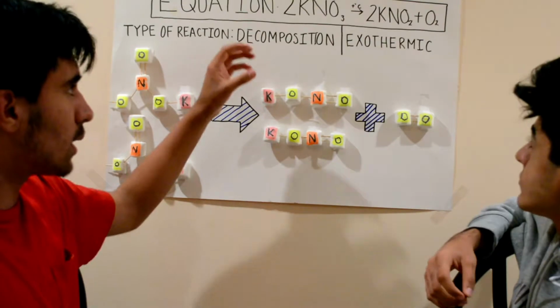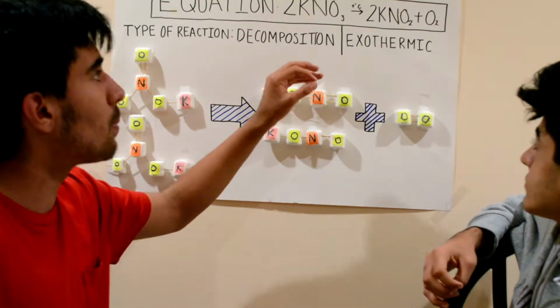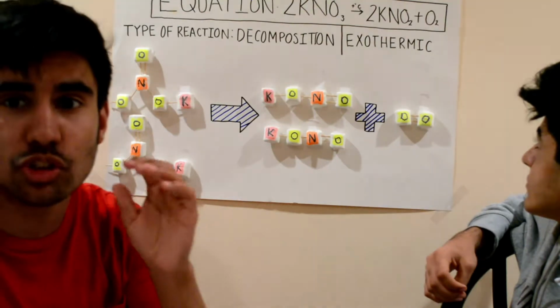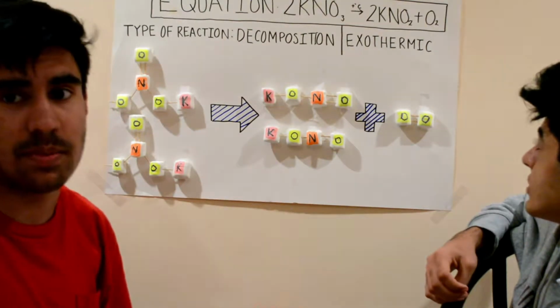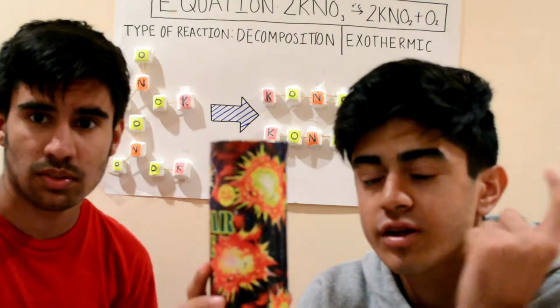So it's decomposition because the 2 potassium nitrate is splitting up into the 2 potassium nitrite plus the oxygen, which makes a decomposition. So what's going on in the decomposition of the firework?